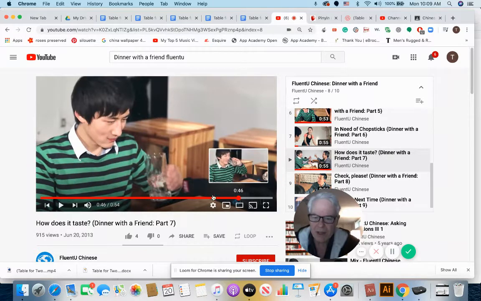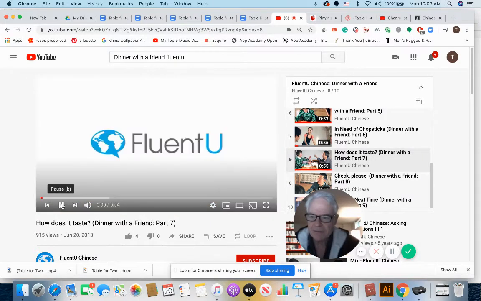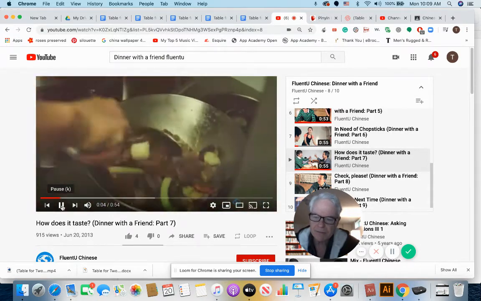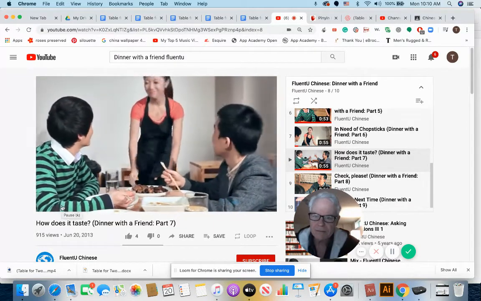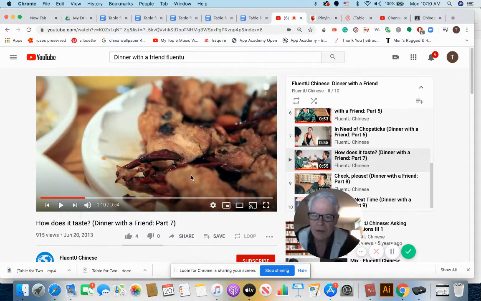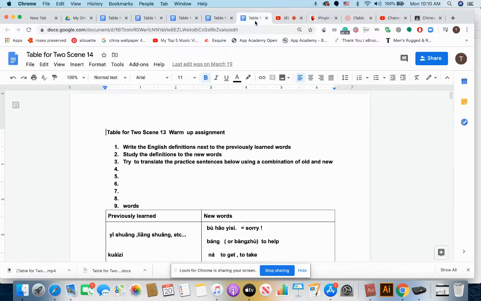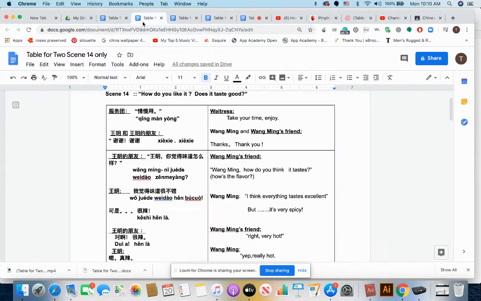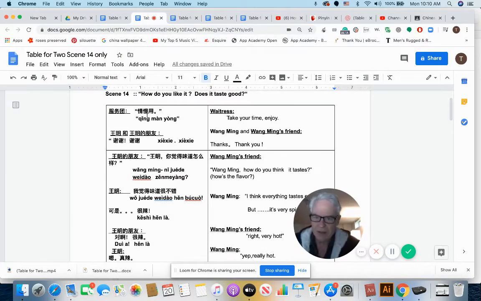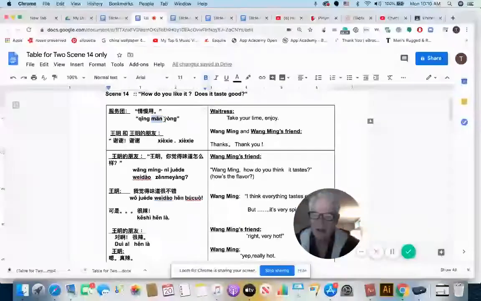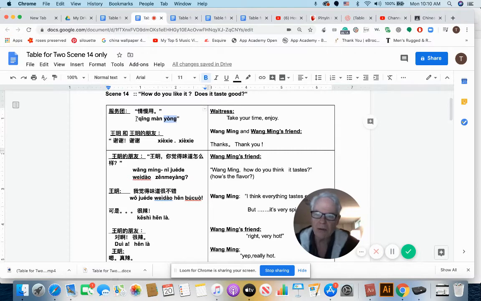So we're just going to work with the very first line. Let's go back to it today. When the waitress brings the food and drops it on the table, she says this line right here, "Qing man yong." Qing for please, and then man. We learned this as slow, slowly. And then yong, use. What this whole thing translates to is, please enjoy your meal. Take your time, enjoy. Qing man yong.